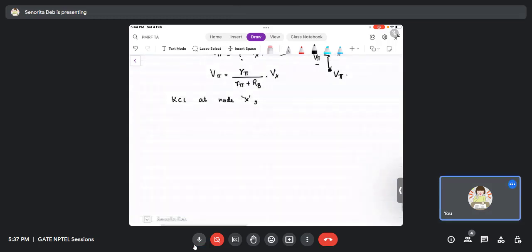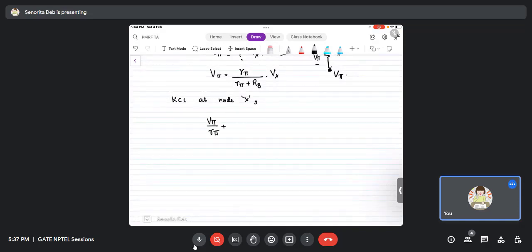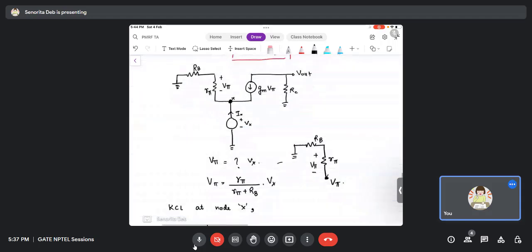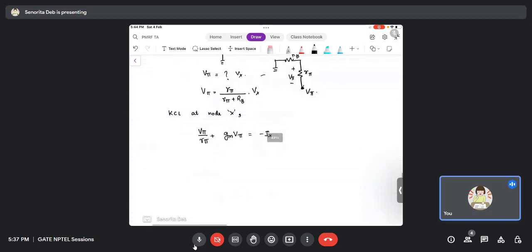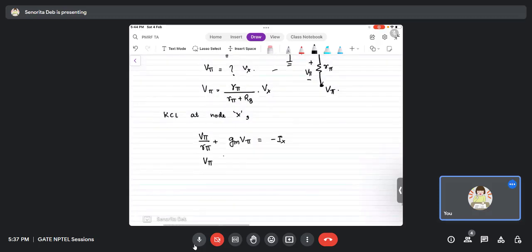So KCL at node X will give you V pi upon R pi plus GMV pi equals to minus Ix. You can check. So Ix is the incoming current and V pi by R pi is one of the currents which is coming from here and the other current is GMV pi equals to minus Ix. Now in V pi you can put Vx, right? So V pi common. Let me write 1 plus Gm R pi by R pi equals to minus Ix.